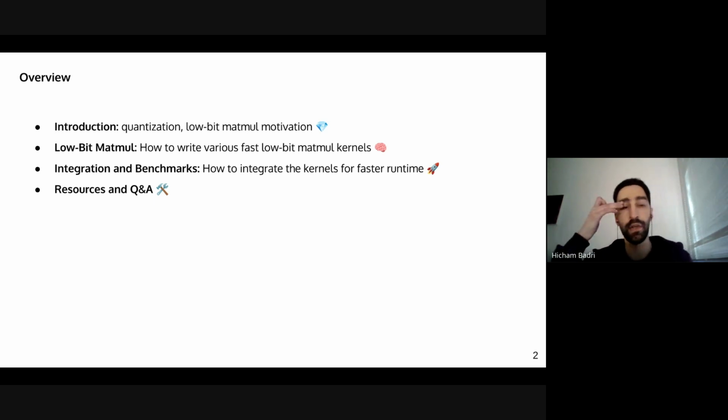Then we are gonna talk about integration and benchmarks, because there's a lot of stuff to keep in mind to actually be able to benefit from using these low-bit kernels in a real-world application, let's say in vLLM or something like that. So there's a lot of stuff that needs to be done. And we are going to take a look at some benchmarks across some different GPUs. Then we are going to finish off with Q&A for more questions.